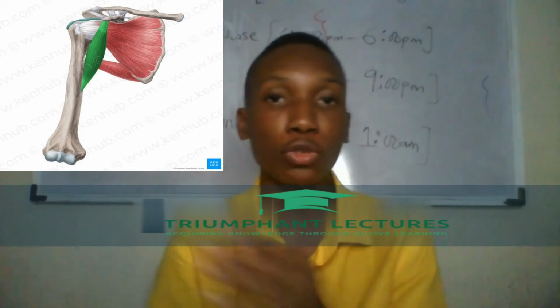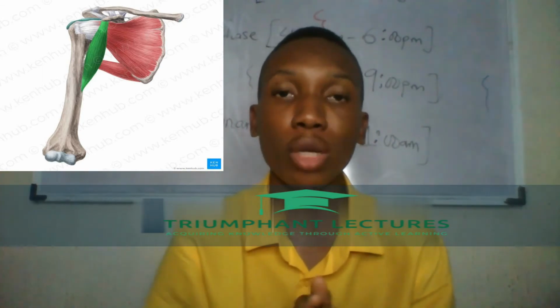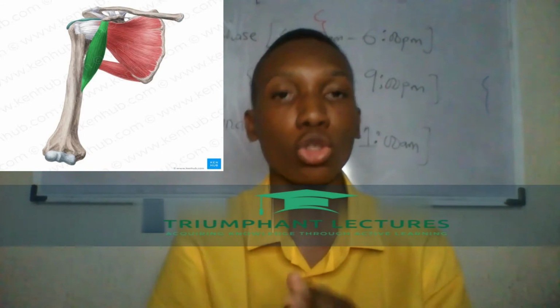You can see it running from the coracoid process of the scapula and then running to insert on the shaft of the humerus at the level of the deltoid tuberosity.